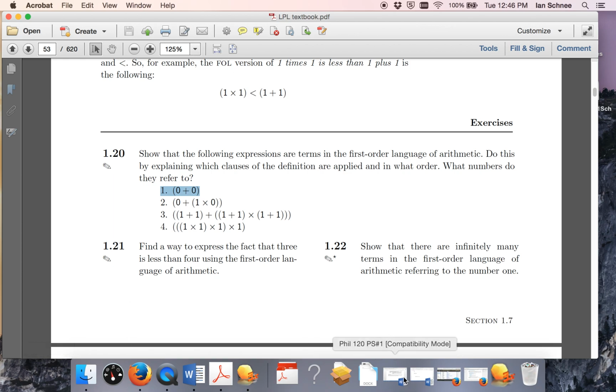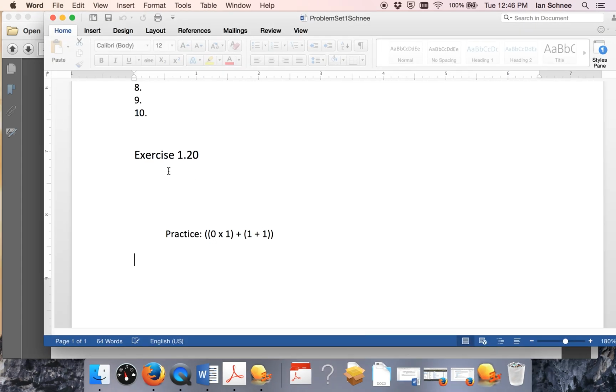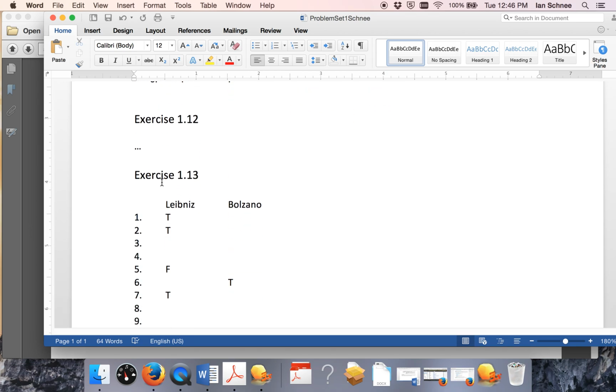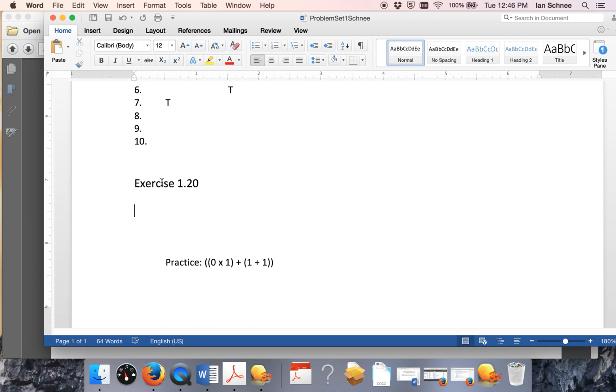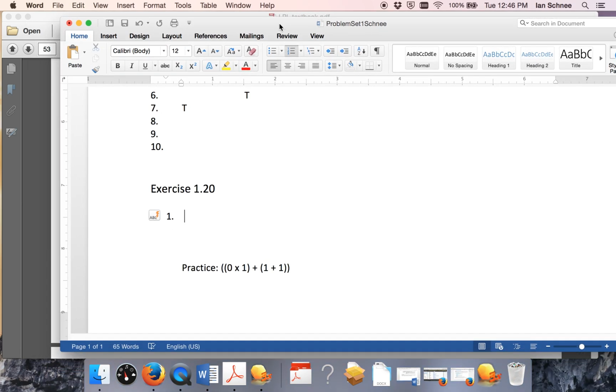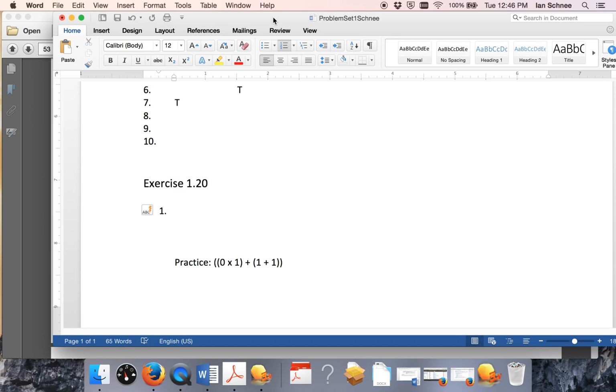Well, let me pull up my answer sheet, which I've been composing all my answers in for this problem set. So what I'm going to do is number 1. This is exercise 1.20, and this is problem number 1, where I want to show that 0 plus 0 is a term. You can just repeat it here if you want. That's not necessary, but you write: show 0 plus 0 is a term.